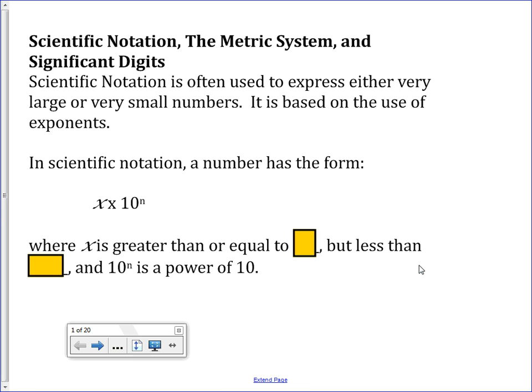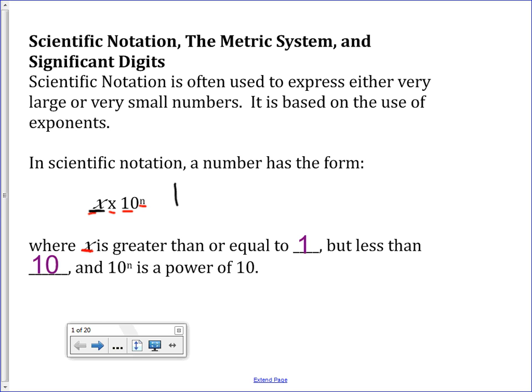So scientific notation, why do we use it? Well, it's often used to express either very large or very small numbers, and it is based on the use of exponents. In scientific notation, a number has the form of x times 10 to the exponent n, where x is a number that is greater than or equal to 1, but is less than 10. And 10 to the n is a power of 10. So when we write a number in scientific notation, this number here, x, has to be greater than or equal to 1, but less than 10.